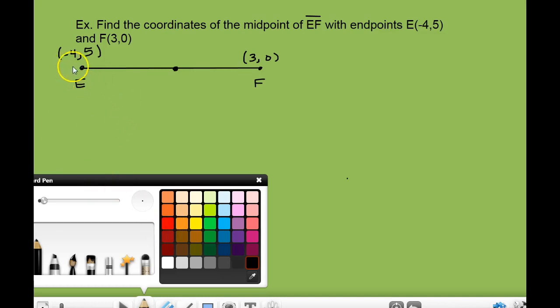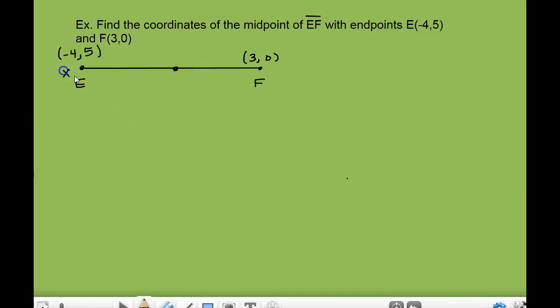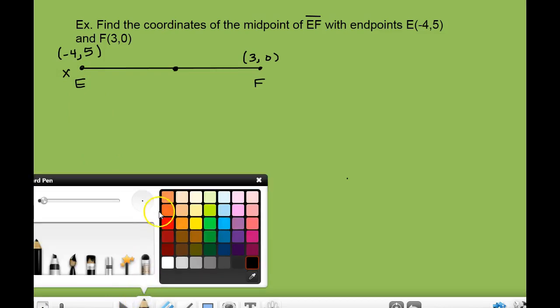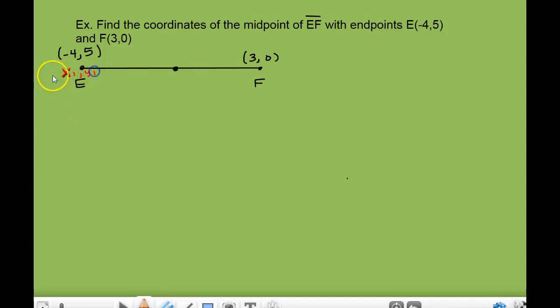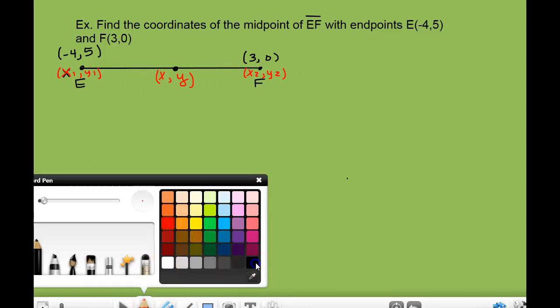So you need to make sure you understand that you have your first set. It's your x1, y1. Your second set of endpoints is x2, y2. And of course, your midpoint will be your x, y. Every time. x1, y1, x2, y2, and your midpoint x, y. It will help you so much. Make sure you remember to do that.